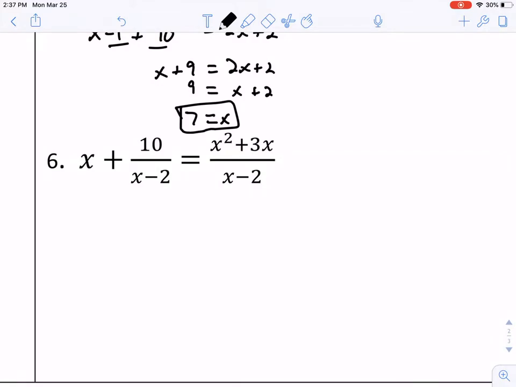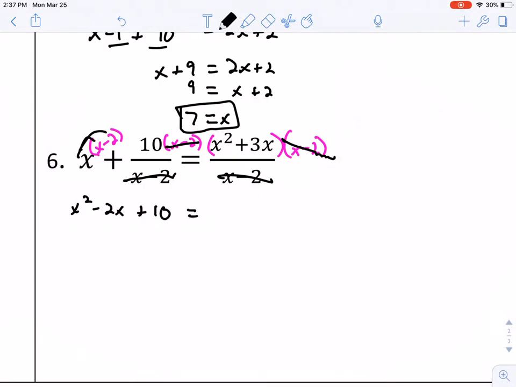Now, if you look at number 6, the first fraction we run into has an x minus 2 in the denominator. So that is what we are going to multiply by. And now, since we're multiplying everything by x minus 2, here we're going to distribute the x and get x squared minus 2x. Here, this x minus 2 and that x minus 2 cancel out, so that's left us with plus 10 equals, now here the x minus 2's cancel out, and we get x squared plus 3x.